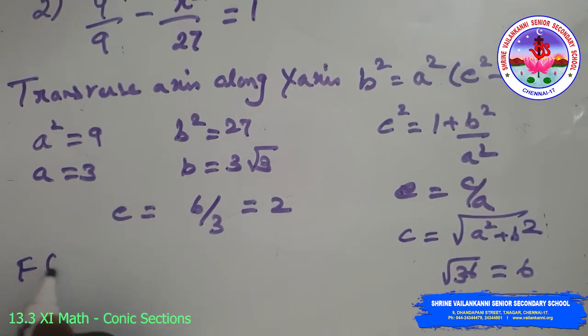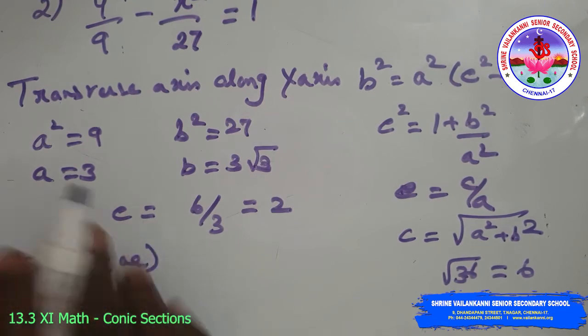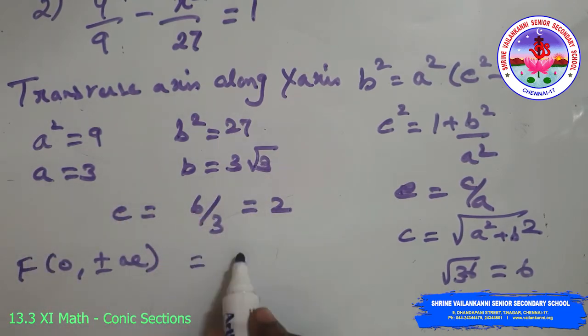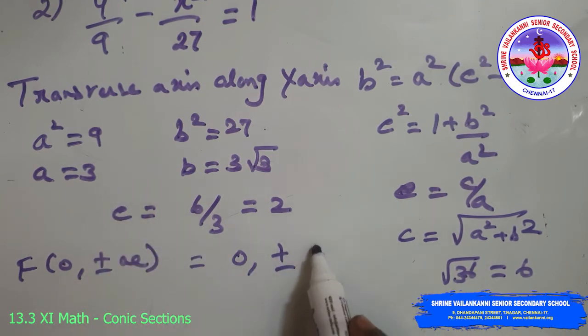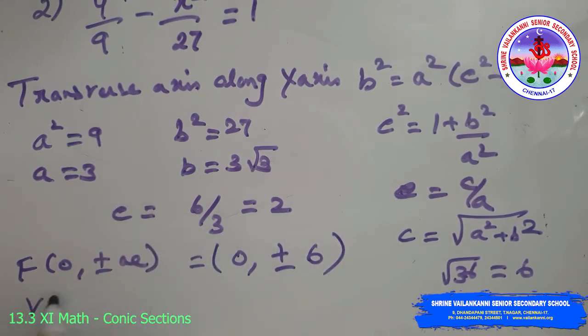Here foci will be 0, plus or minus ae, as the transverse axis is along y axis. So it will be 0, plus or minus, a is 3 and e is 2. So we have 6. Then vertices are 0, plus or minus a. So we have 0, plus or minus 3.